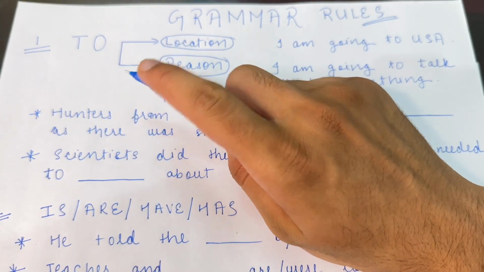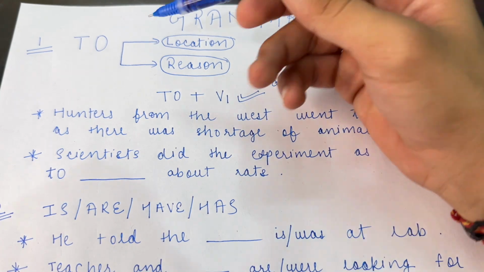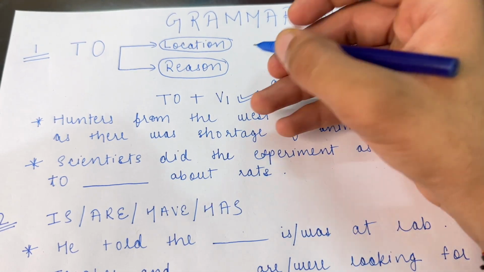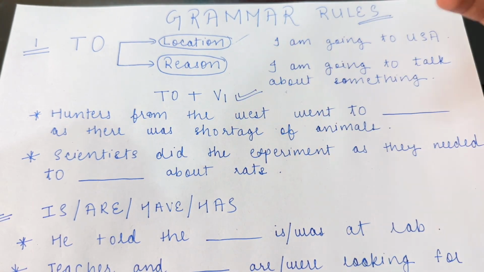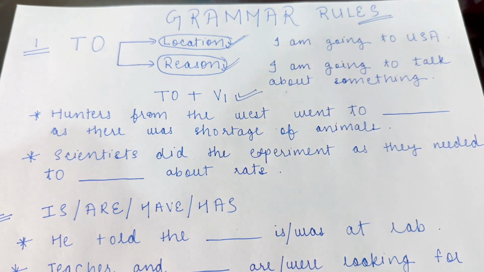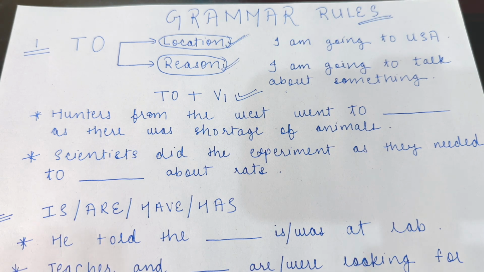So, the first rule I am going to tell you about is "to". There are two uses of "to". The first is location. The second is reason. I am telling you in the very desi way. All of the things I am telling are in a very traditional kind of way. I am not using any particularly high vocabulary words or very tough things like gerund or anything in this video. I am trying to make things very much simplified for you.